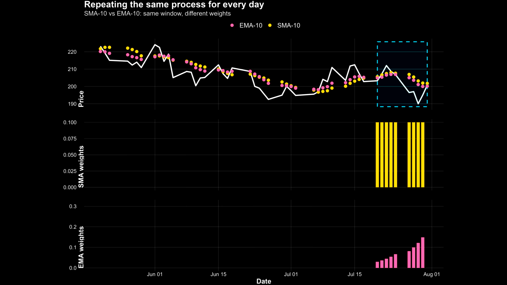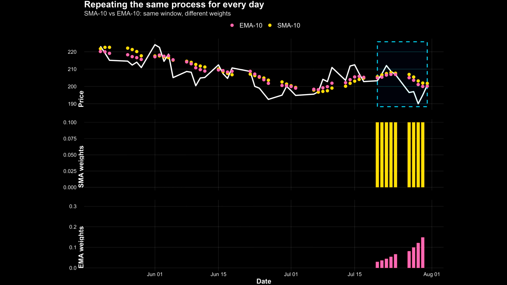The middle panel shows the SMA's weights for the highlighted window on the right. 10 bars, every single one sitting at exactly 0.1, dead flat. That's equal weighting in its purest form. Each of the 10 days contributes precisely 1/10 of the average, whether it's the oldest day in the window or today. The bottom panel shows the EMA's weights for that same stretch, and the shape is completely different.